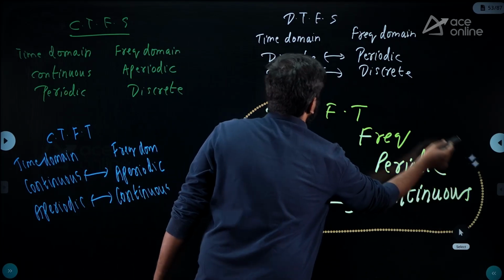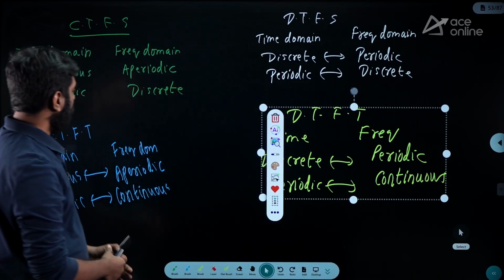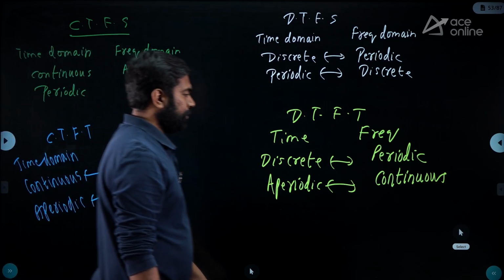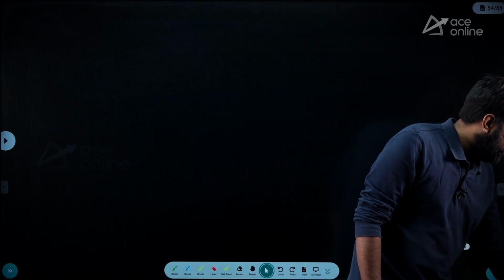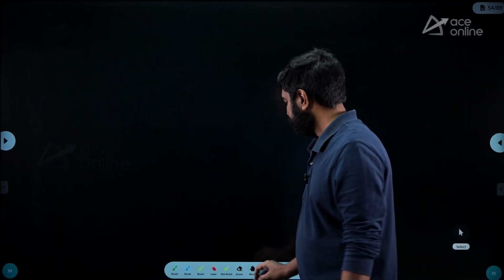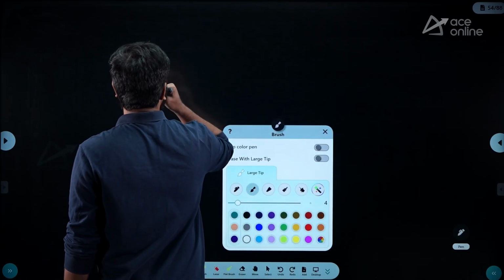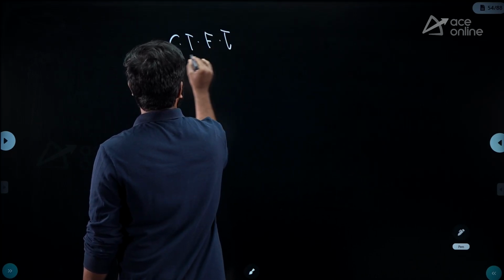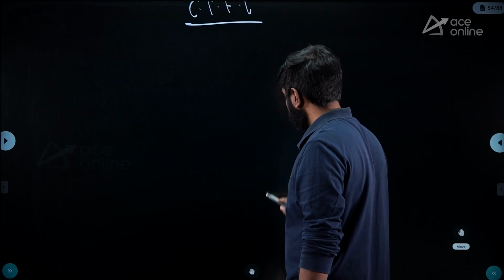If you can understand this, if you can instantly retrieve this, if you can understand properties of all this, you can easily score in the exam. I'll give you half a minute, please go through this. So let's proceed to the next chapter, which is Fourier transforms. This is interesting. Lot of things are involved here.